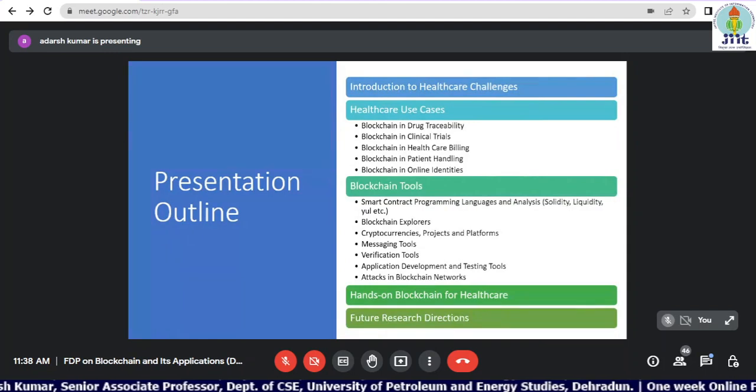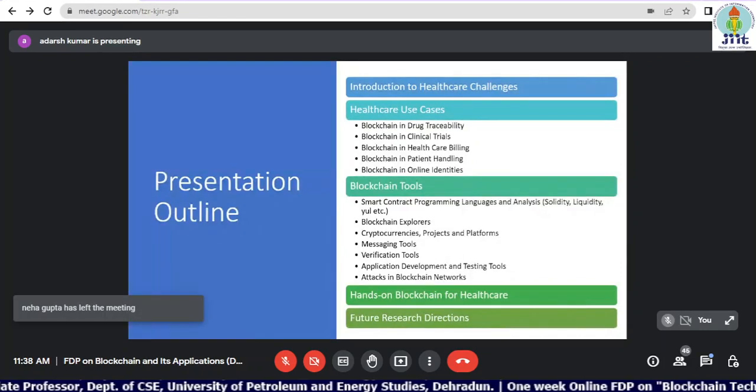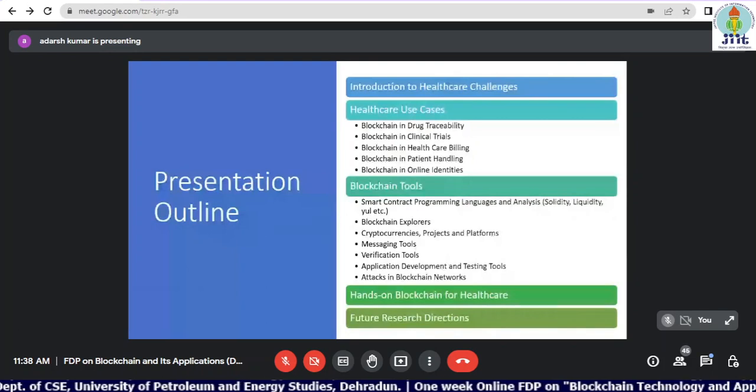Many doctors are doing malpractices and they are being caught. I'll show you a few news cuttings also. It shows what kind of frauds are being observed. And if we have the right identification, we can identify who is doing what. So that way it will be useful.